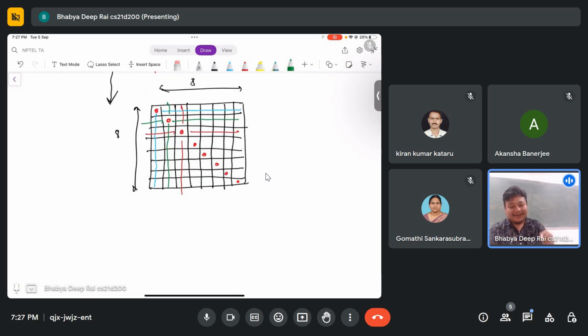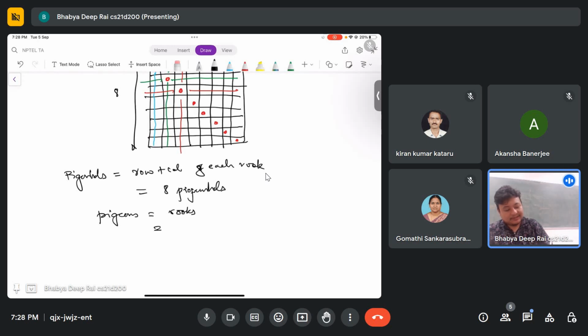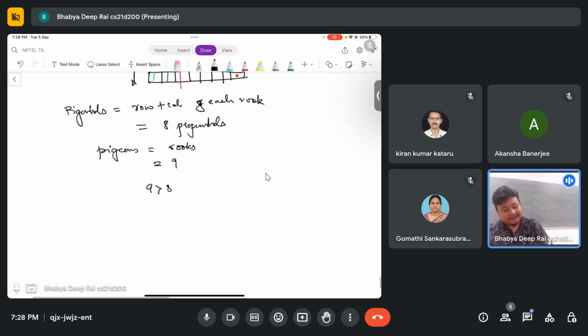You can do this. The pigeonholes are the row plus column of each rook, and so how many are there? Which means 8 pigeonholes. Now there are 8 pigeonholes, and what are my pigeons? Pigeons are my chess pieces, which is rooks, which is 9. So 9 is greater than 8, which means there exists at least 2 rooks in the same hole.